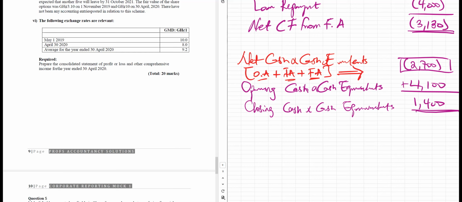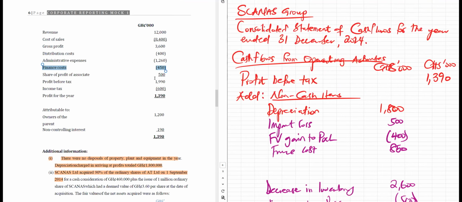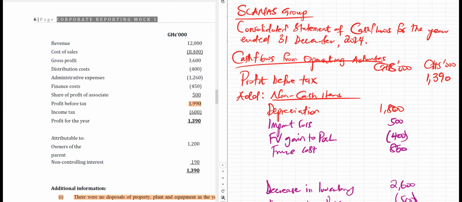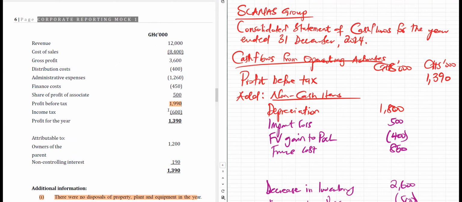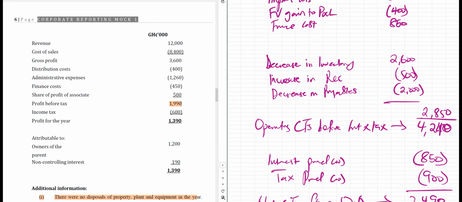The profit before tax. That's where a problem came. But don't worry about it. I made a mistake. It's supposed to be 1990, not 1790. So this should have been 1990. So if 1990 plus 2850.